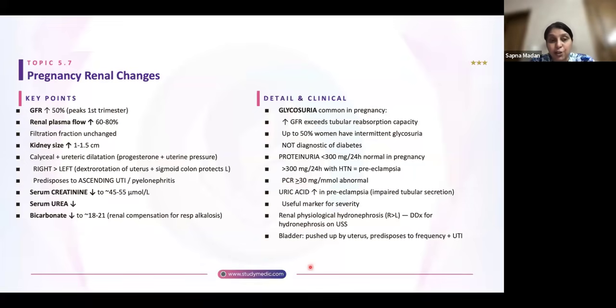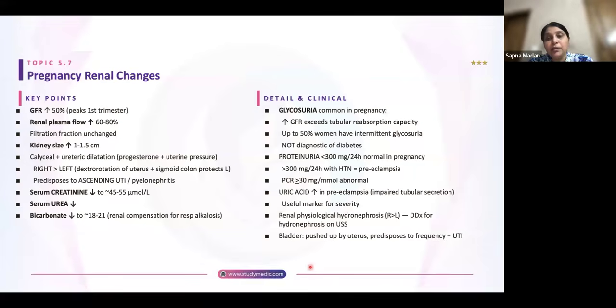Serum creatinine is reduced to 45 to 55 micromoles per liter, and serum urea is also going to fall. Bicarb is reduced to around 18 to 21 millimoles per liter. This is because they are compensating for the respiratory alkalosis.